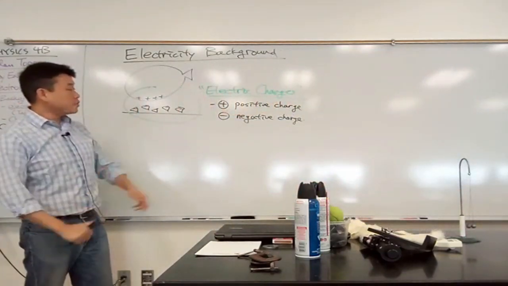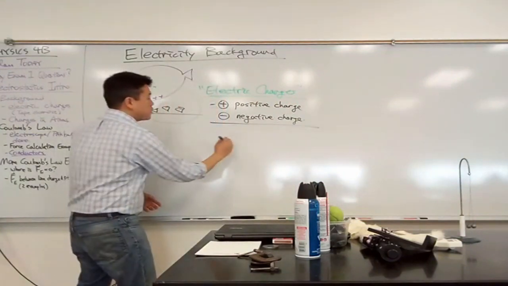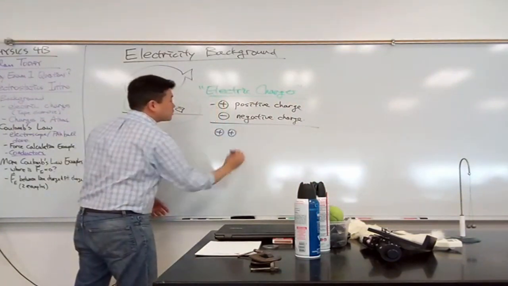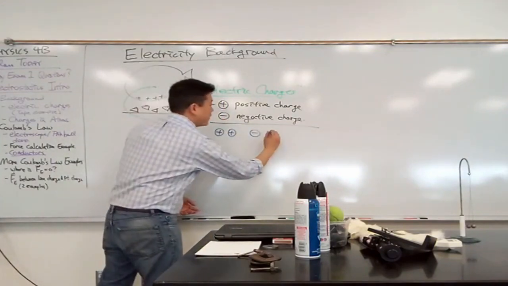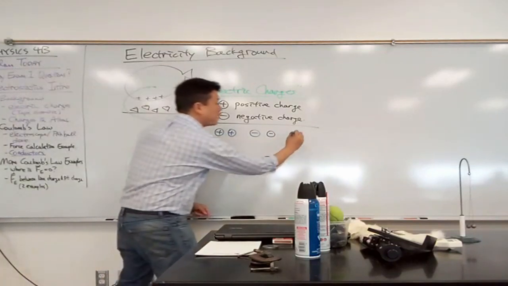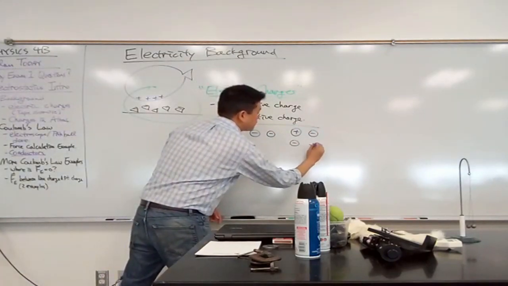Let me just describe all those combinations. You can have a positive charge interacting with another positive charge. You can have a negative charge interacting with another negative charge. Or now you can mix them up. You can have a positive charge interacting with a negative charge, or a negative charge with a positive charge.